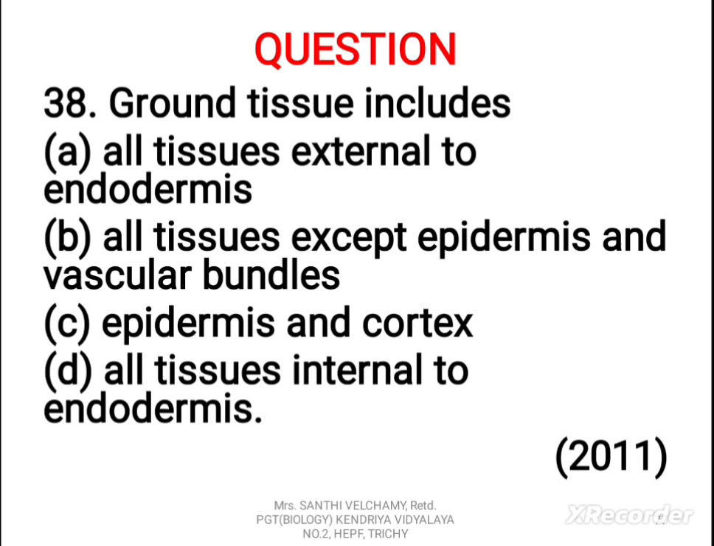Now, 38th question. The ground tissue includes A. All tissues external to endodermis, B. All tissues except epidermis and vascular bundles, C. Epidermis and cortex, D. All tissues internal to endodermis. The correct answer is B, all tissues except epidermis and vascular bundles. So that is the correct answer, B.